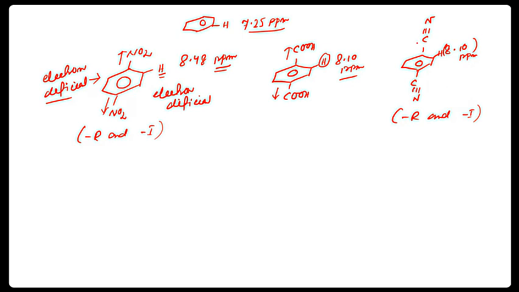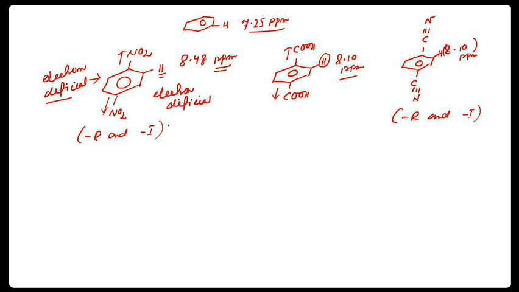If somebody asks, can you make a comment on the electron withdrawing ability of the nitro group and the acid group? Look, the value is 8.48 ppm. Here the value for COOH is 8.10. It means that the nitro group is a better electron withdrawing group than the acid group or cyano. And acid and cyano are equally electron withdrawing.